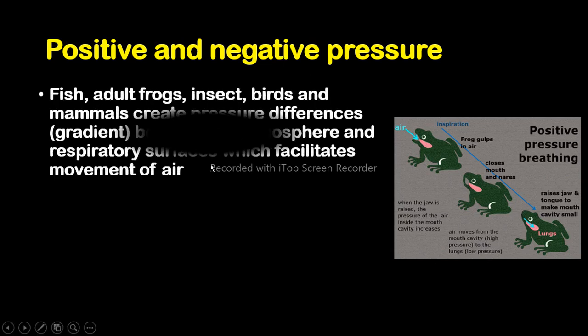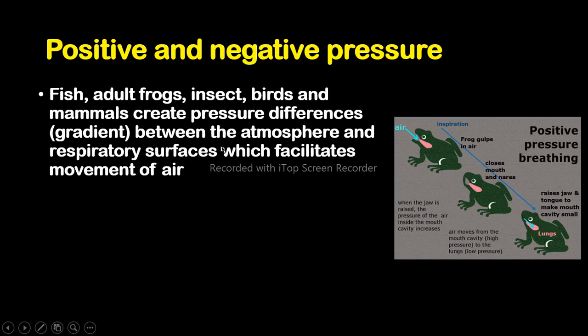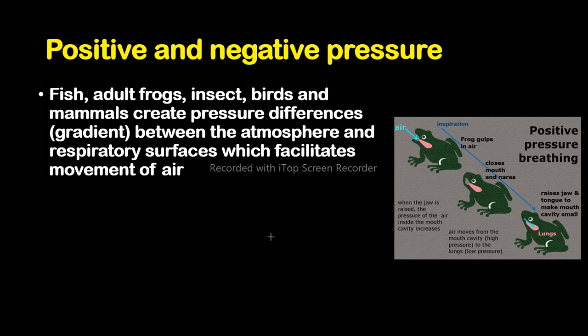So with positive pressure, air moves from a region with high pressure to a region with low pressure. And it is used in fish. For example, fish open their mouth and swallow water. And then after swallowing water, they close their mouth and push the water into the opercular cavity. The same applies to adult frogs, the insects, and the mammals. We all base on the pressure difference between the source of air and our bodies.